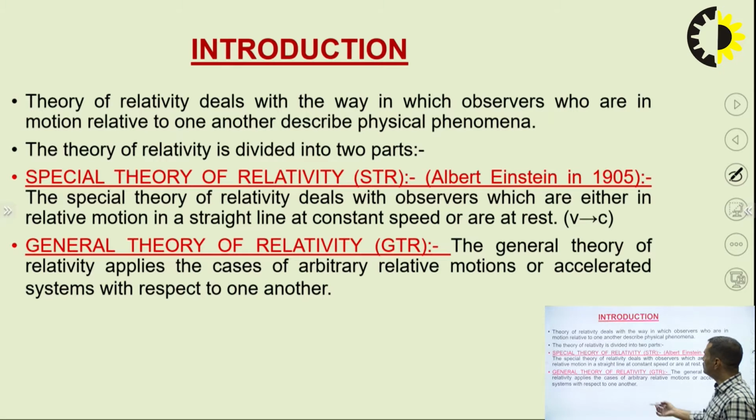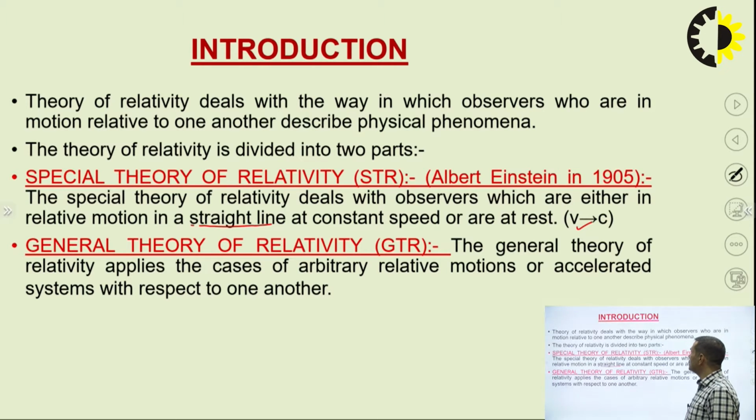In this theory, the motion will be relative, but it will be in a straight line, and the velocity will be uniform, that is, constant. That means the motion will be in a particular direction only, not in multiple directions, and the speed remains uniform. And this is also an important condition that here the speed tends to the speed of light.